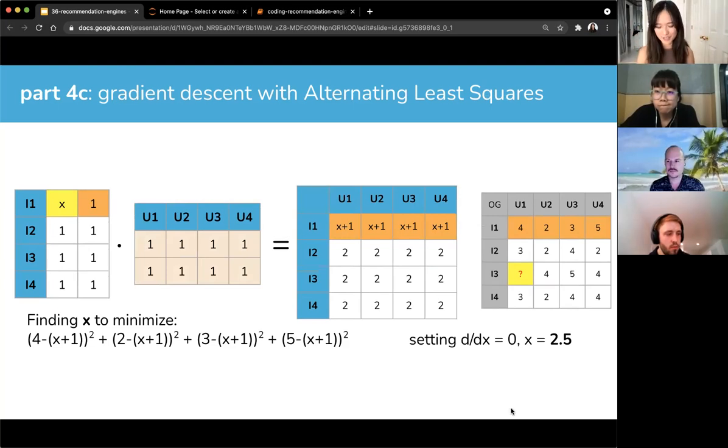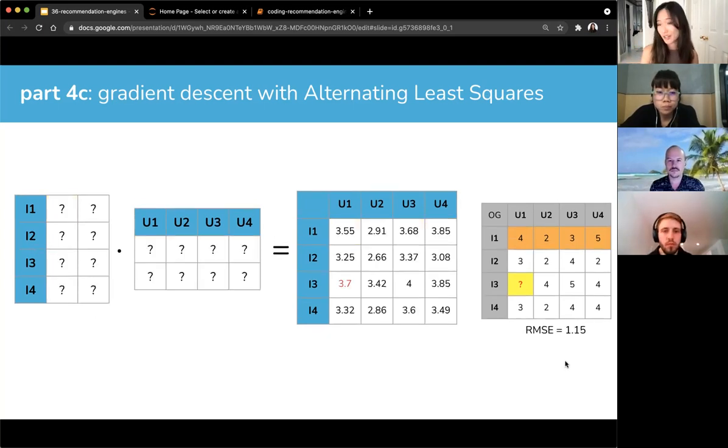So lots of terminology there. I just want you all to have heard these words before. I think that's what's important. But yeah, we got our RMSE down from 1.75 to 1.15 through this process. And this one, I just plugged these numbers into the model to see what these are.